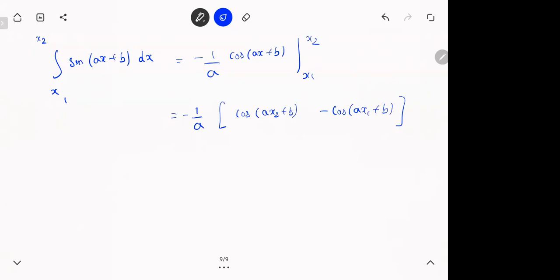If you have limits, integrate as usual, remove that constant and put x2, x1 and subtract them. The minus 1 by a comes out. It's a constant. It's common for both.